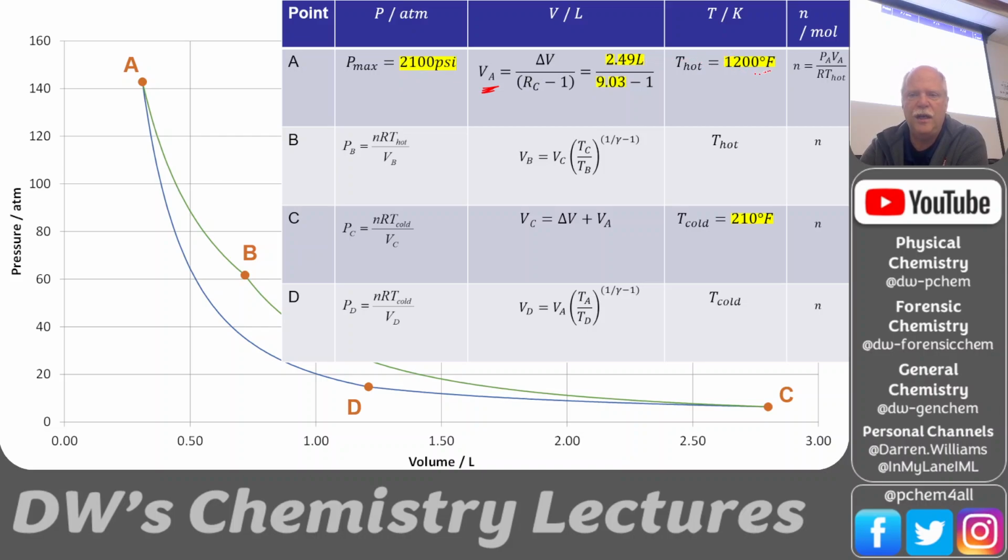We calculated our T hot in Fahrenheit, but it was 922 Kelvin. And what was the cold? I forgot. 372. Okay. And that's the same temperature at point D. And then the point B also is 922.